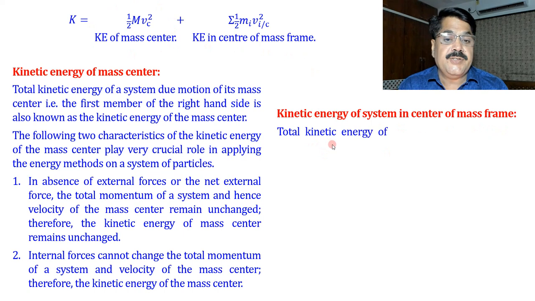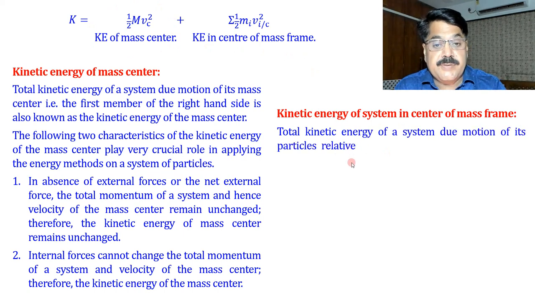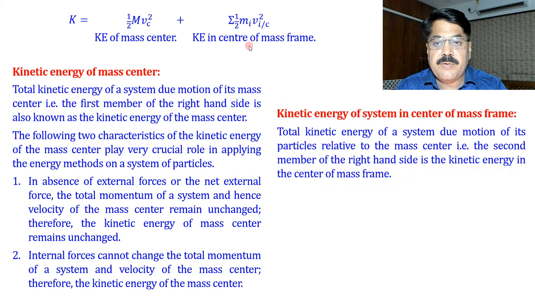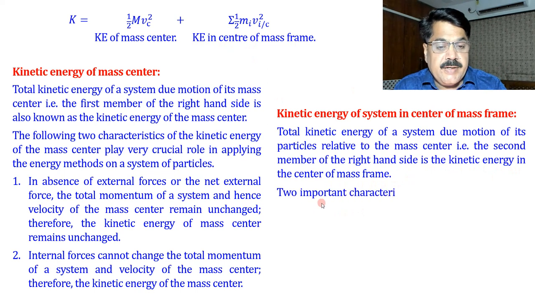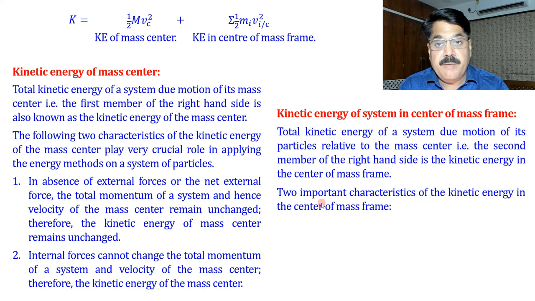Total kinetic energy of a system due to motion of its particles relative to the mass center, that is, the second member of the right hand side, is the kinetic energy in the center of mass frame. So here we have written the name: kinetic energy in the center of mass frame. Two important characteristics of the kinetic energy in the center of mass frame, what are they?